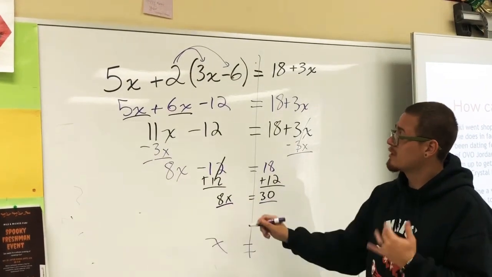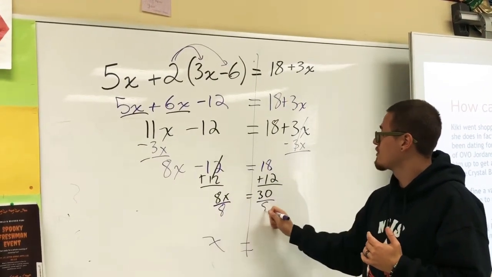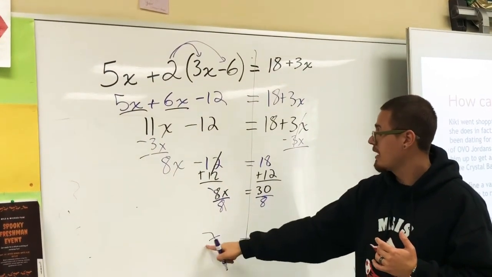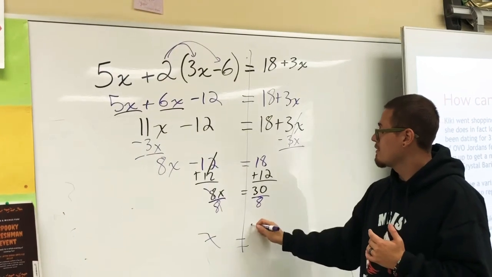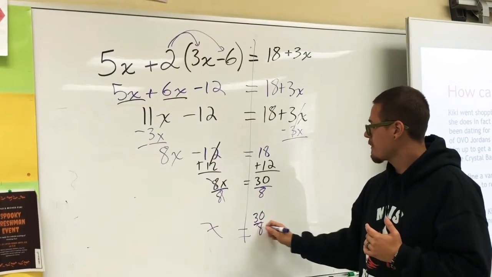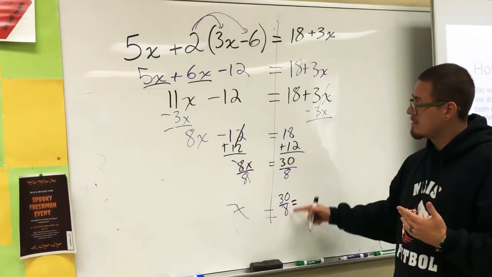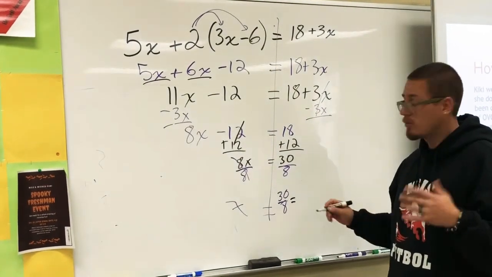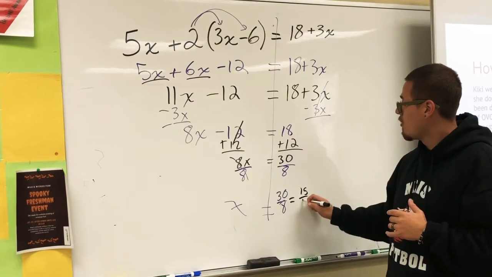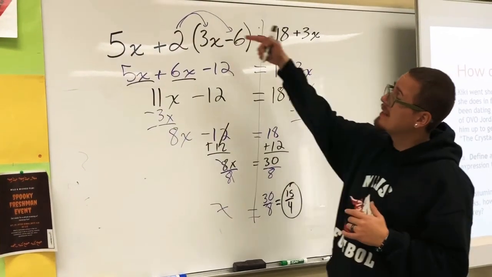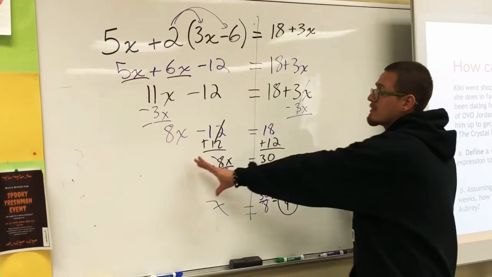To get rid of multiplication, we're going to divide by 8 on both sides. That's going to make a 1x, which simplifies to x. And we get 30 divided by 8, and you could just leave it like that. Personally, I want to clean it up. I know I can divide both the numerator and denominator by 2 because they're both even numbers. I'm going to get 15/4. So that is my solution, that is my answer. If I plug this back in and do all the math, the left side would equal the right side.